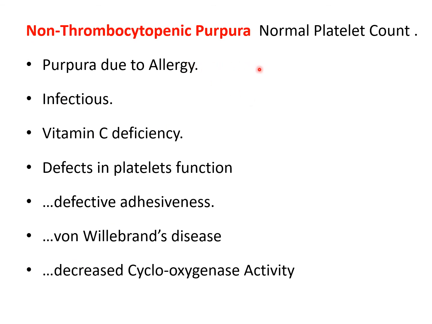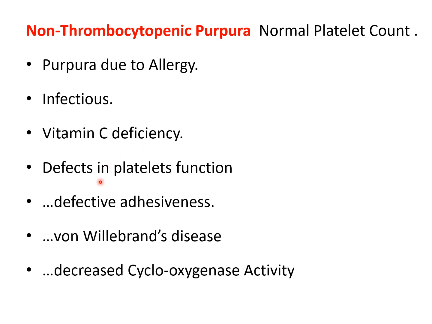The non-thrombocytopenic purpura will have a normal platelet count, but their activity is lost, and this could be purpura due to allergy, this could be purpura due to infections, this could be purpura due to vitamin C deficiency. इसका नाम है स्कर्वी. ये आप एफएससी में भी पढ़ते हैं. कोलेजन खराब हो तो फिर वो खाली प्लेटलेट्स क्या करेंगे.